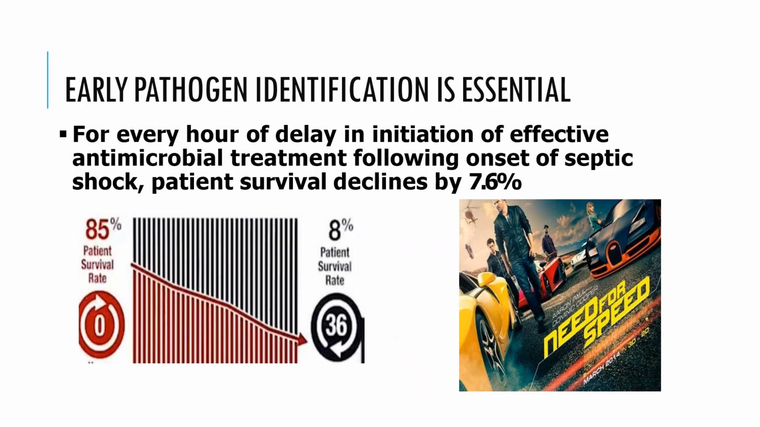Early pathogen identification is essential. We have seen that it takes days and weeks, but for every hour of delay in initiation of effective empirical therapy following onset of septic shock, patient survival decreases by 7.6%. Only an 85% survival rate is there in sepsis. There is a decrease in patient survival when there is a delay in detection and diagnosis.